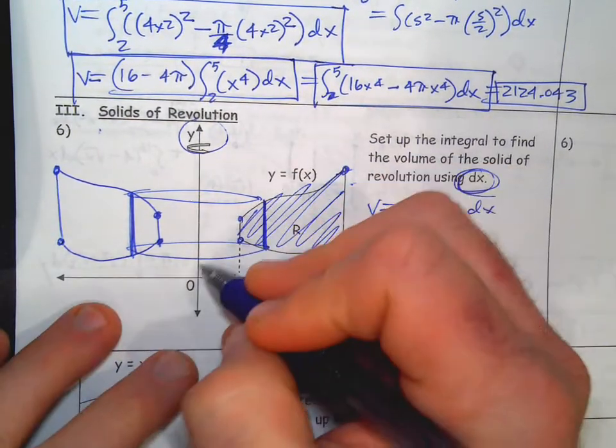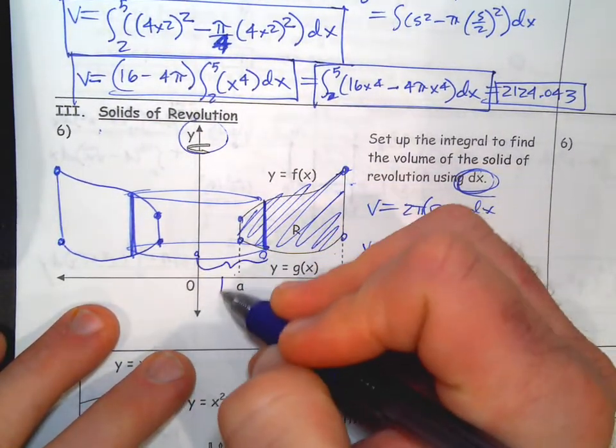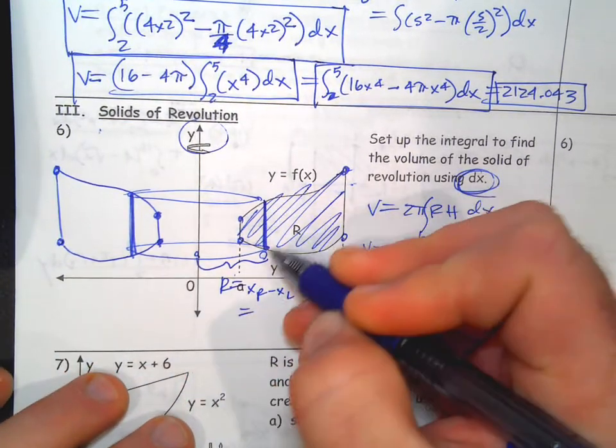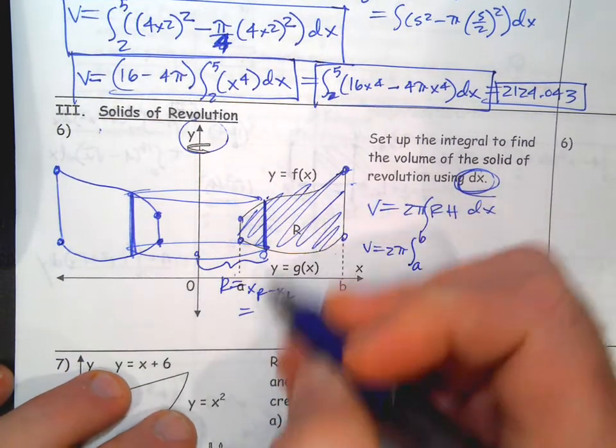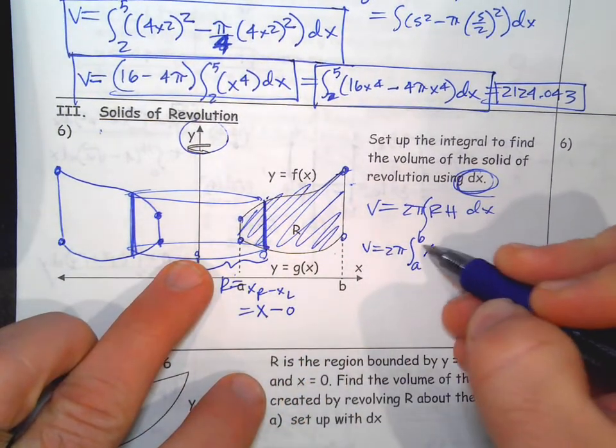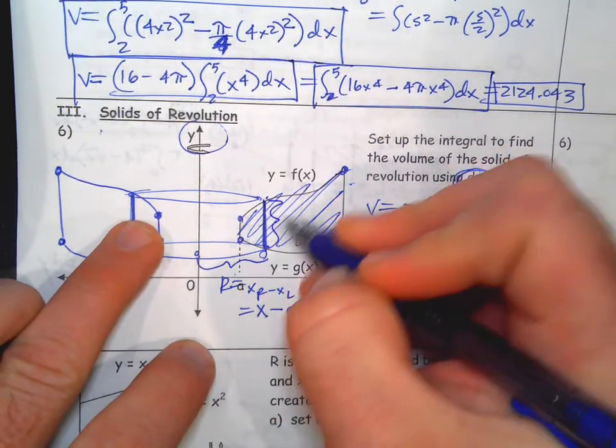The radius is x right minus x left. But it doesn't depend on these curves. It's touching this curve, it's touching that curve. So whatever x we're at, minus x left is 0. So it's just x. The height is the thing that depends on the curves.